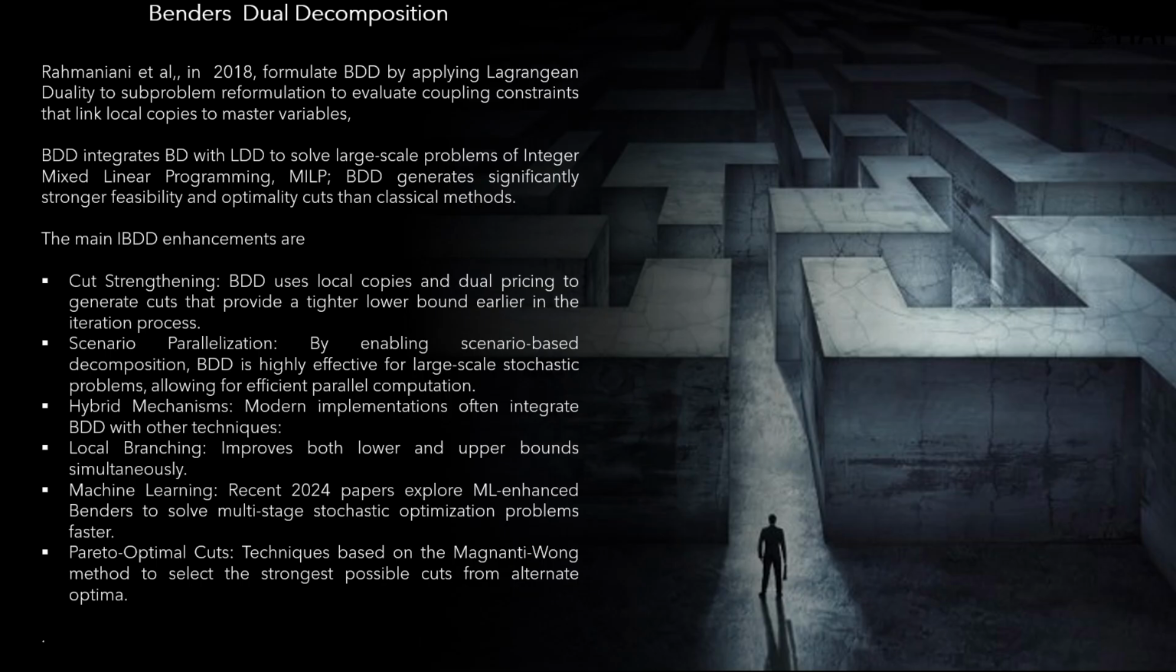Hybrid mechanisms. Modern implementations often integrate BDD with other techniques. Local branching improves both lower and upper bounds simultaneously. Machine learning. Recent 2024 papers explore ML-enhanced Benders to solve multi-stage stochastic optimization problems faster. Pareto optimal cuts. Techniques based on the Magnanti-Wong method to select the strongest possible cuts from alternate optima.